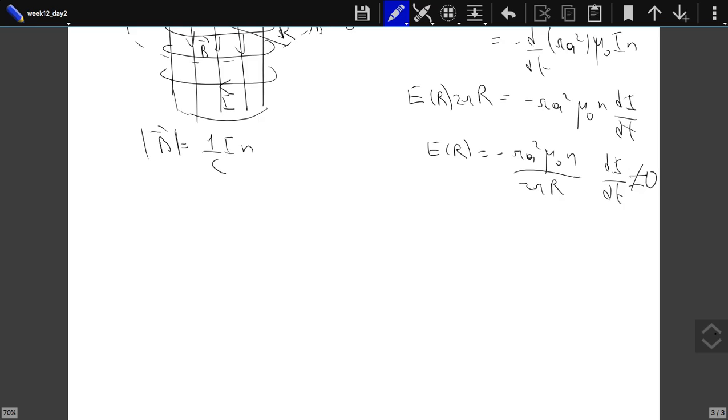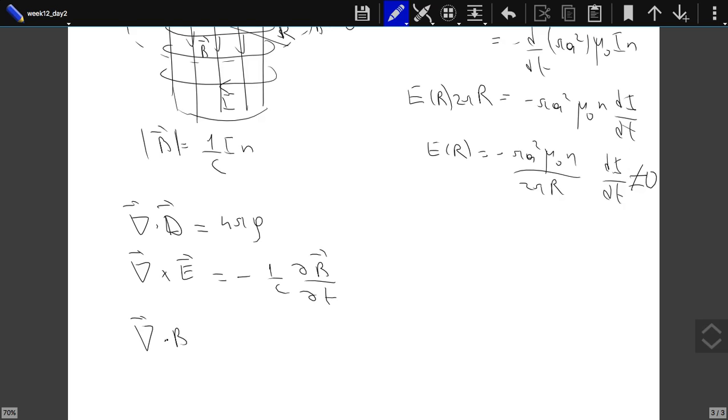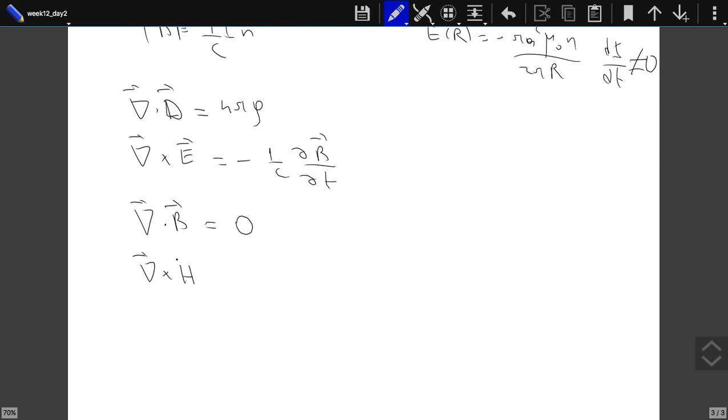Other questions? So let's summarize what we know already. Divergence of D equals 4 pi rho. Curl of E. Divergence of B. Curl of H. Okay, this is what we had discussed.